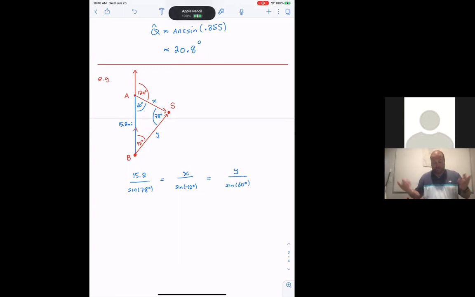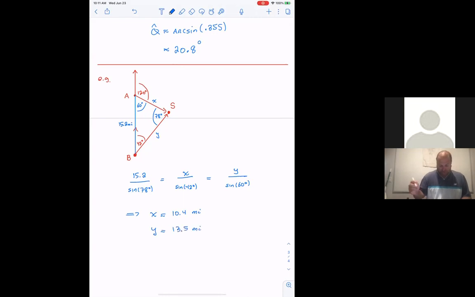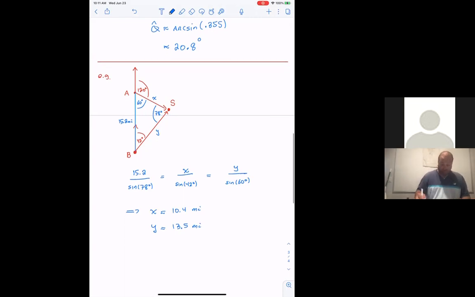So now that I have my equation, I just calculate 15.2 divided by sine of 78. If I multiply that by sine of 42 degrees, I get that x is 10.4. What are my units? Miles. And if I go back to the first one and multiply it by sine of 60 degrees, I get that y is approximately 13.5 miles. Both to 3 significant figures.